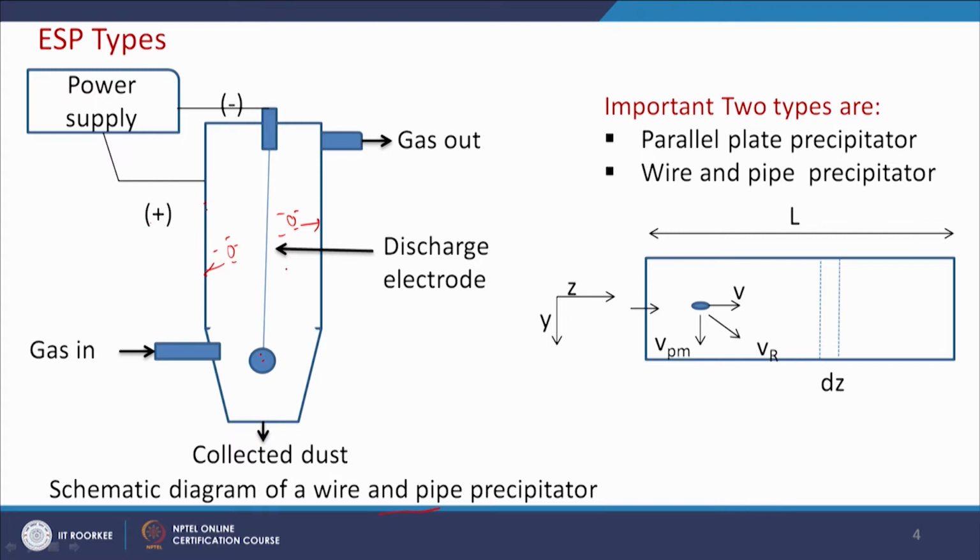Now, if we see this particle, there are basically two types of forces: one is gravitational force and the other is the electrical force which we are getting. So, in both the parallel plate precipitator and the wire and pipe precipitator, we get the same type of phenomena, with only a difference in the geometry.